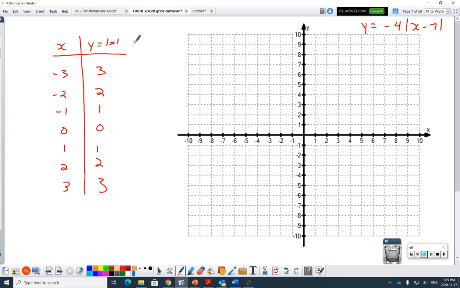Let me write that up here in another color. Vertical reflection: -3, -2, -1, 0, -1, -2, -3. If you're right with me, you're like, oh yeah, all that did was take this thing, and the V was like this, and now it's going to be like that. How about a 4 out front? Multiplier of 4 out front. Quiz yourself. Vertical stretch times 4, so -12, -8, -4, 0, -4, -8, -12.